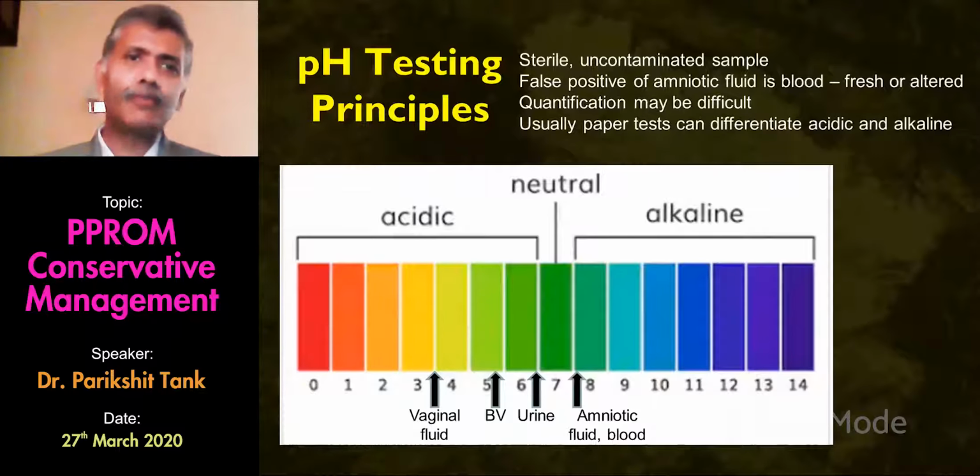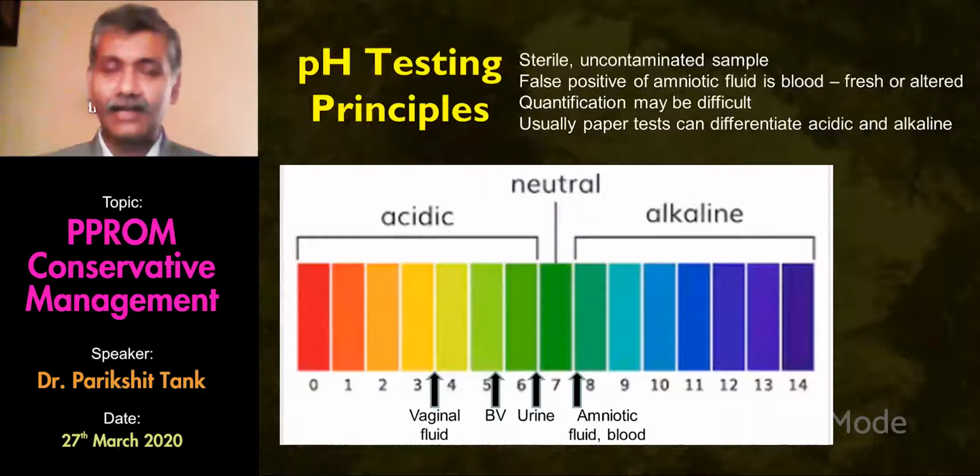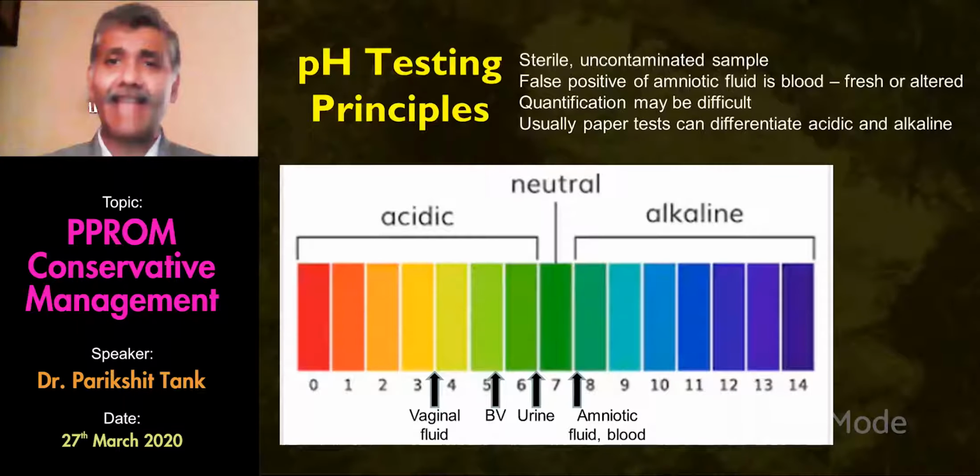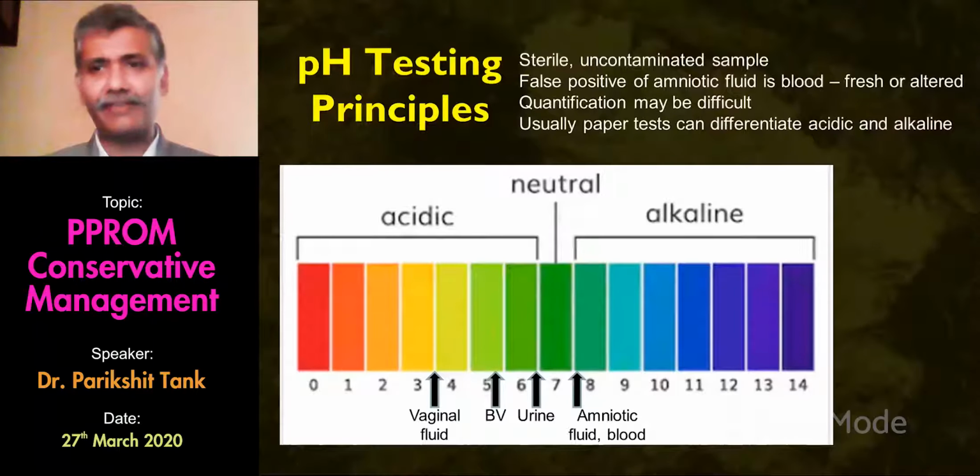The principles that we have to follow when performing these tests are that it should be a sterile, uncontaminated sample of fluid which is tested with that particular paper. We have to acknowledge that there can be some false positives. Quantification as to the exact pH is very difficult because we don't have those kind of bedside techniques. Usually the paper tests can differentiate that this is acidic and this is basic. So if we want to understand what would be the results of pH testing, one should acknowledge that there is a difference in the various types of vaginal fluid that one may find.